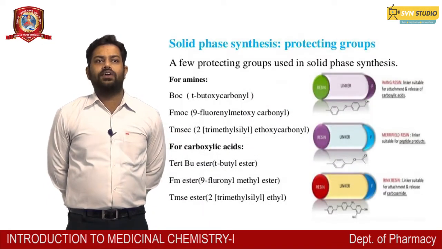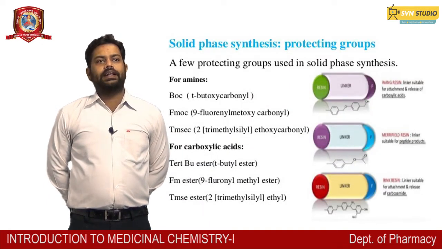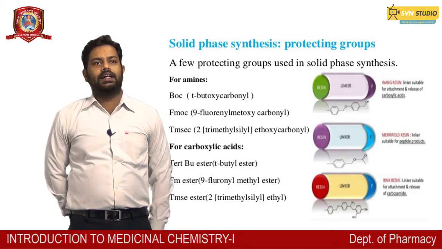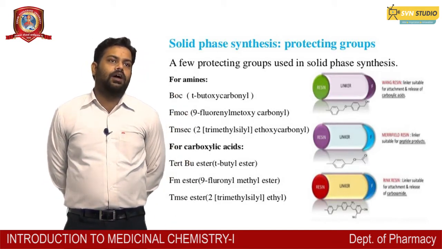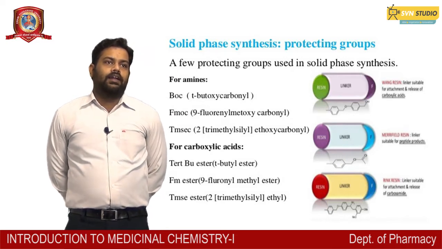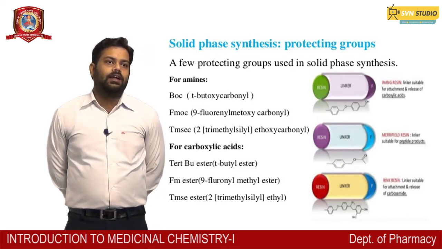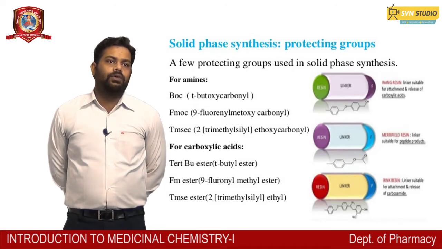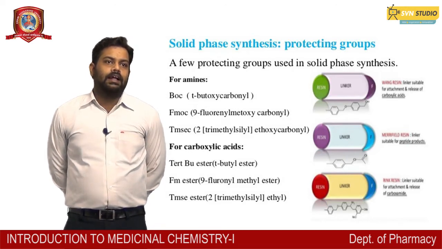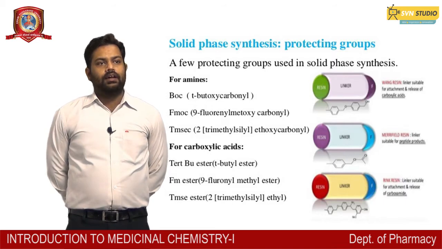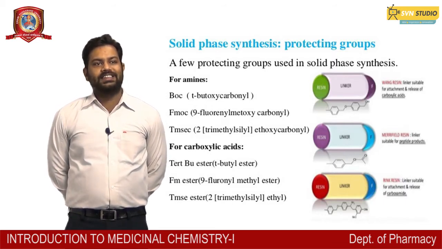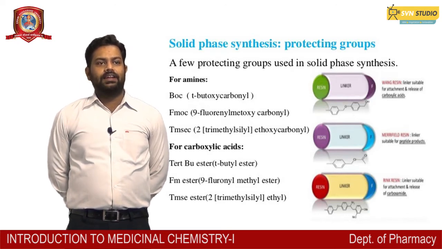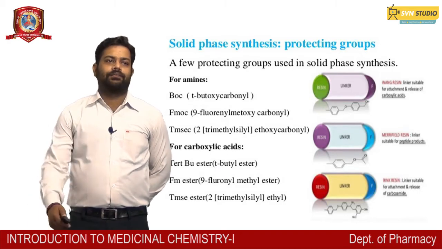Solid phase synthesis protecting groups. A few protecting groups used in solid phase synthesis for amines are t-butoxycarbonyl, 9-fluorenylmethoxycarbonyl, and 2-trimethylsilylethoxycarbonyl. For carboxylic acids, they are tert-butyl esters, 9-fluorenylmethyl esters, and 2-trimethylsilylethyl esters.